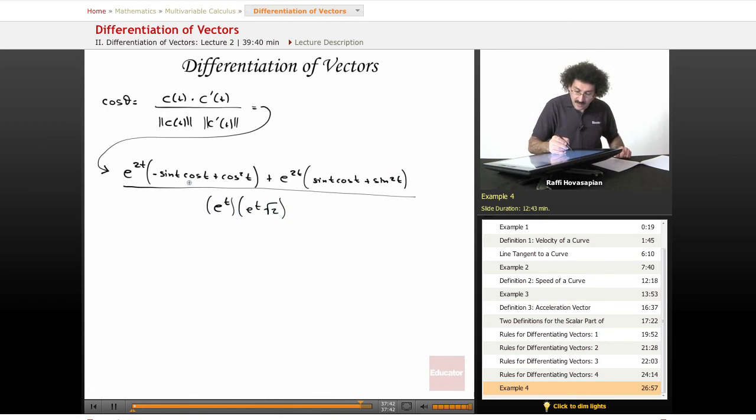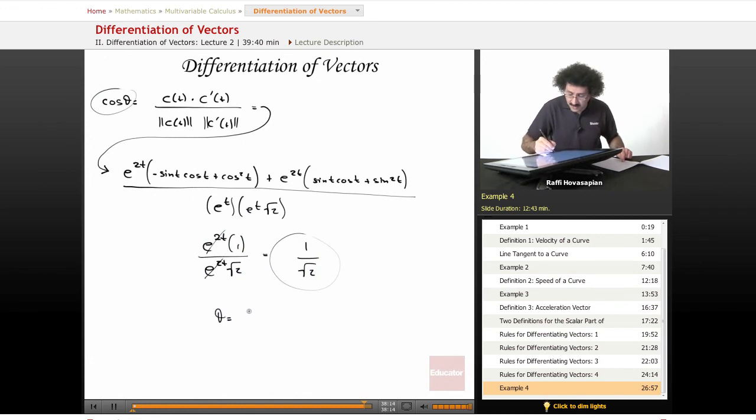Now, this and this factor out. I have to combine these. This minus sine cosine t plus sine cosine t, they cancel. Cosine squared plus sine squared is 1. You end up with the following. You end up with e to the 2t times 1 over e to the 2t times radical 2. That goes away, and I'm left with 1 over radical 2. Cosine of theta equals 1 over radical 2. Therefore, theta equals pi over 4. So we got what we wanted.